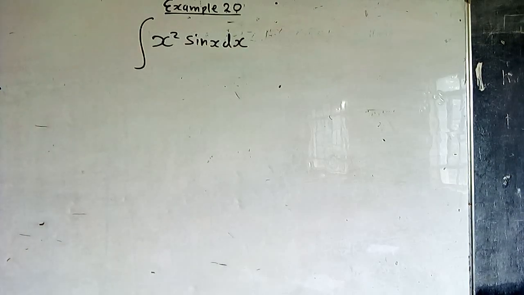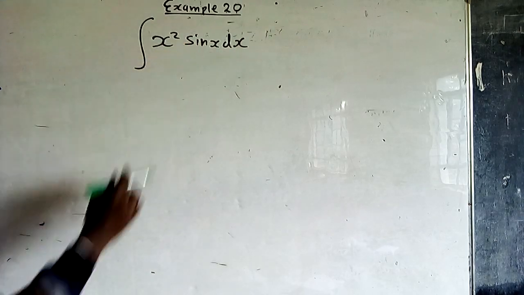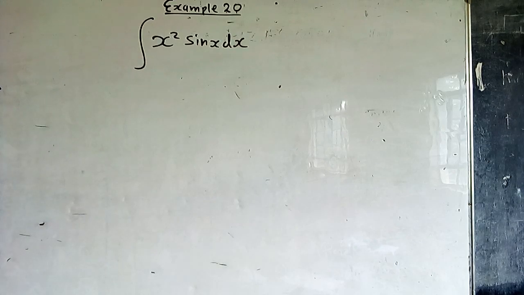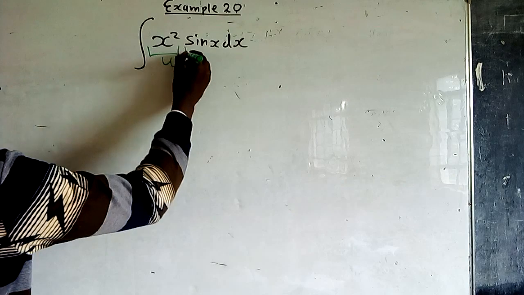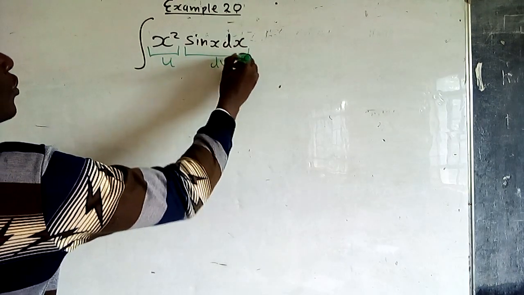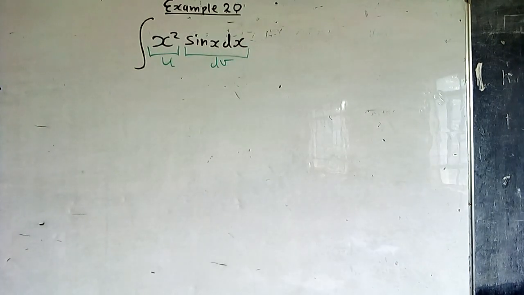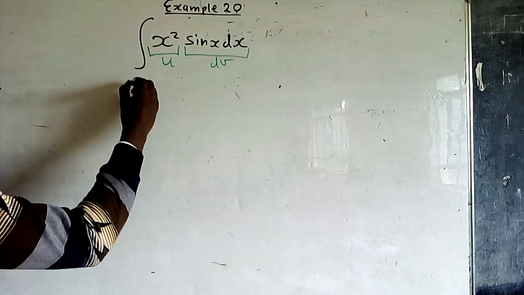Evaluate the integral of x squared sine x dx. If you look, this is a product of two functions, isn't it? Polynomial and trigonometric. So we use integration by parts. So it is u dv, isn't it? u dv.